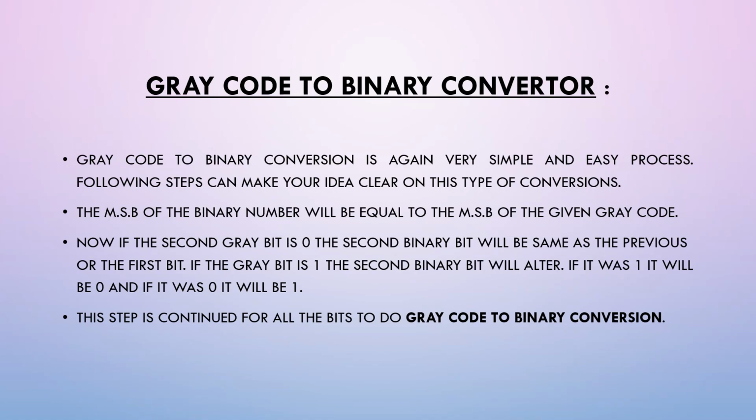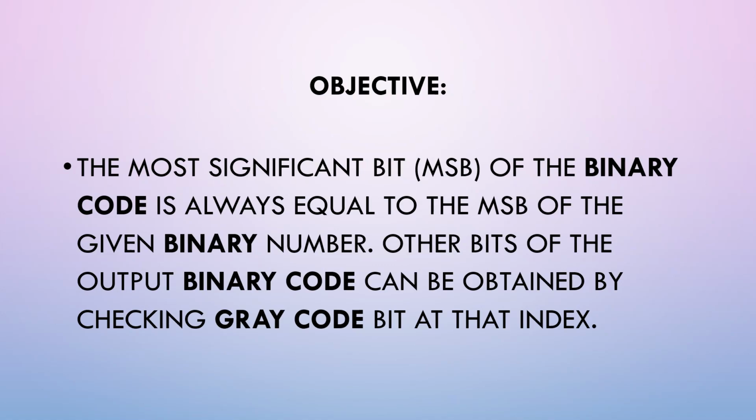If the gray bit is 1, the second binary bit will alter. If it was 1, it will be 0, and if it was 0, it will be 1. This step is continued for all the bits to do gray code to binary conversion. Objective: the most significant bit of the binary code is always equal to the most significant bit of the gray code number. Other bits of the output binary code can be obtained by checking the gray code bit at that index.